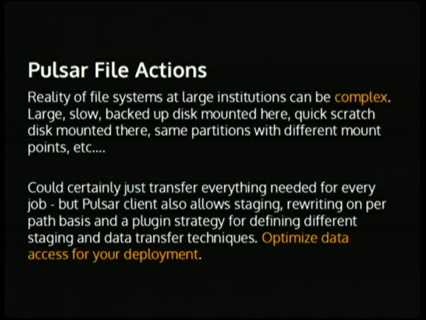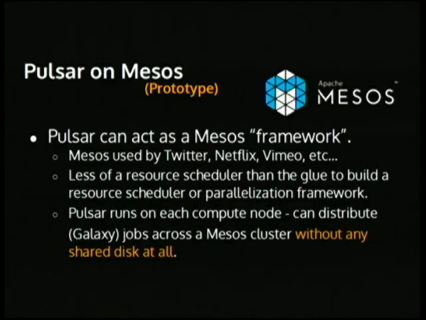And it also has this concept of file actions. The reality of file systems at large institutions can be complex. Different file systems are mounted in different places. And they have different properties, right? Some things in this space address that by centralizing everything, right? So transferring everything in a uniform fashion. But Pulsar lets you define different paths and have different kinds of staging actions. So it lets you optimize data access for your particular deployment.